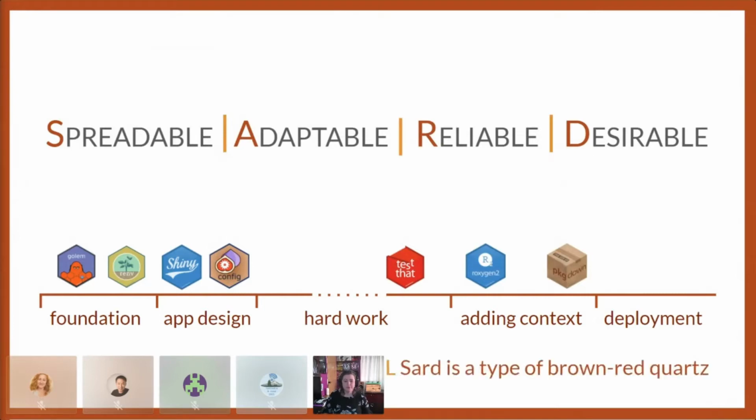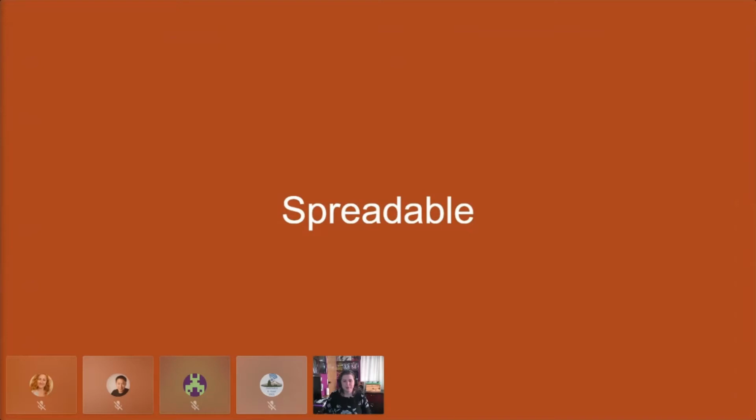Before we do, a quick note is that these letters spell sard, which is a type of brown-red quartz that can be made shiny. I collect rocks and minerals, and this is a shiny talk, so this acronym makes me very happy. So what do I mean by spreadable?